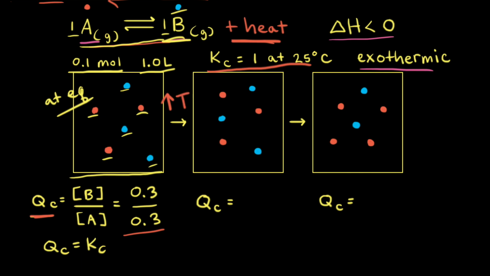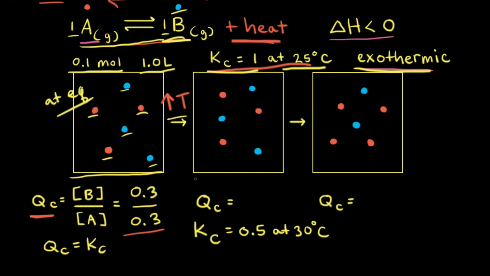In general, for an exothermic reaction, increasing the temperature lowers the value for the equilibrium constant. So for this hypothetical reaction, at 25 degrees Celsius, Kc is equal to 1. But since we've increased the temperature, the value for the equilibrium constant is going to decrease. So let's say it goes to 0.5 if we increase the temperature to 30 degrees Celsius.